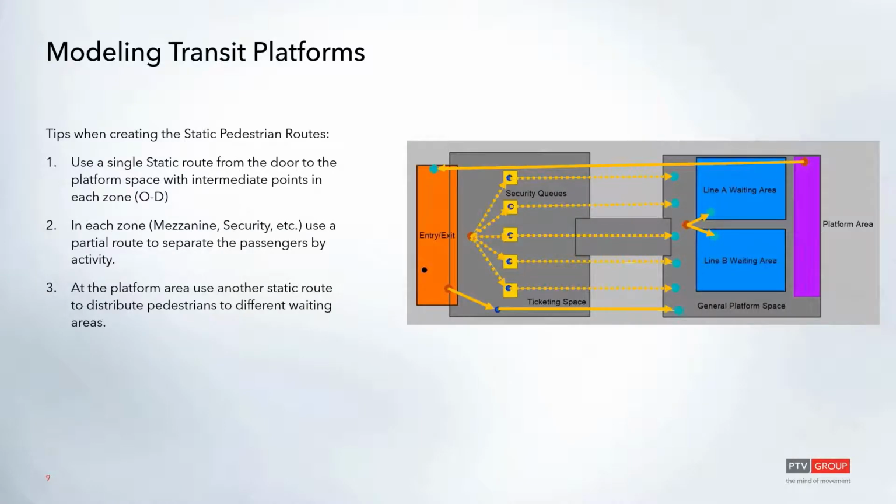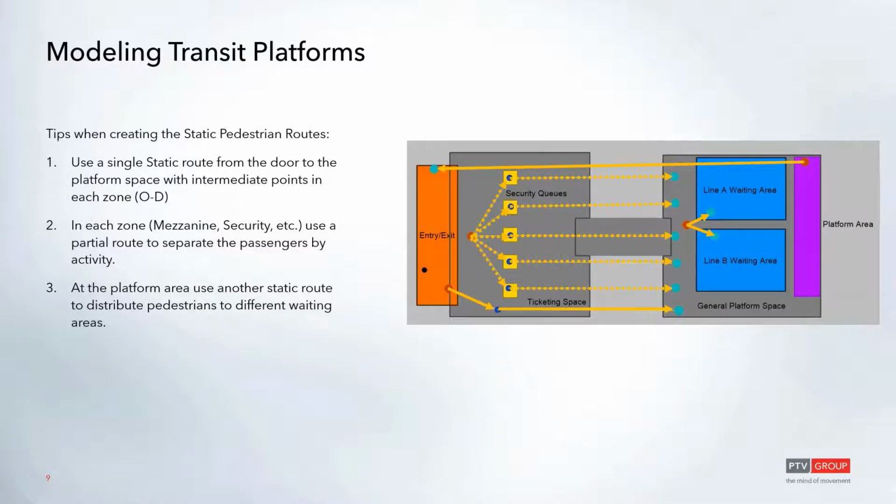Next is the modeling of the static routes. So there's a few different ways that you can model the static routes. Here in a transit center in particular, here are some tips that we suggest that will make it a little bit easier for you. The first is to use a static route from the door to the platform edges with intermediate points in each zone.